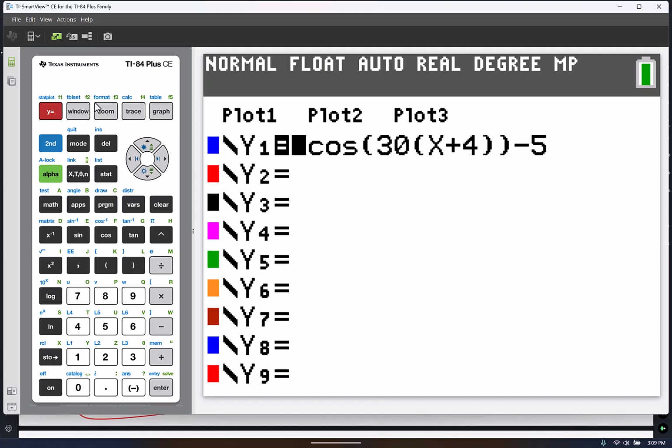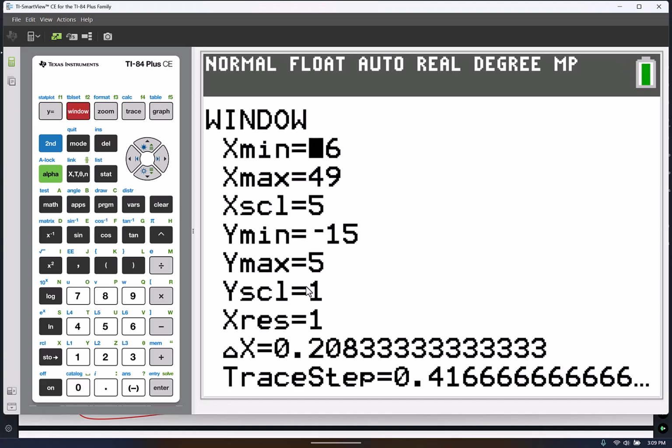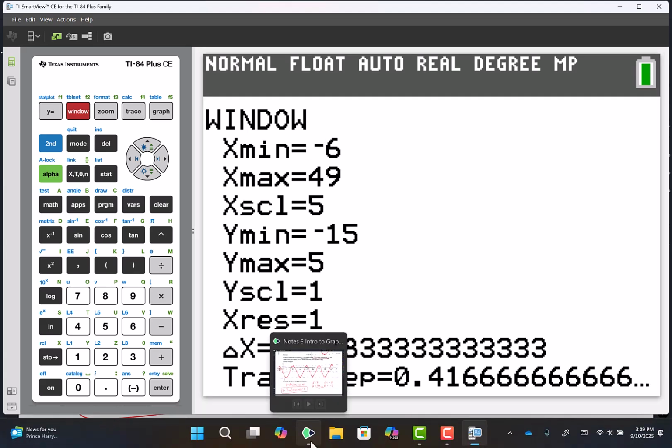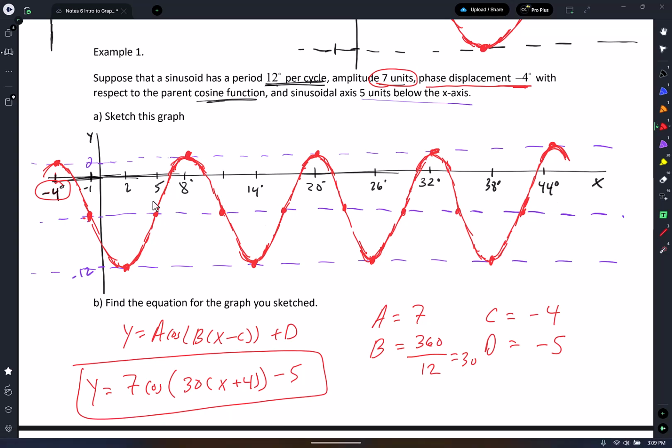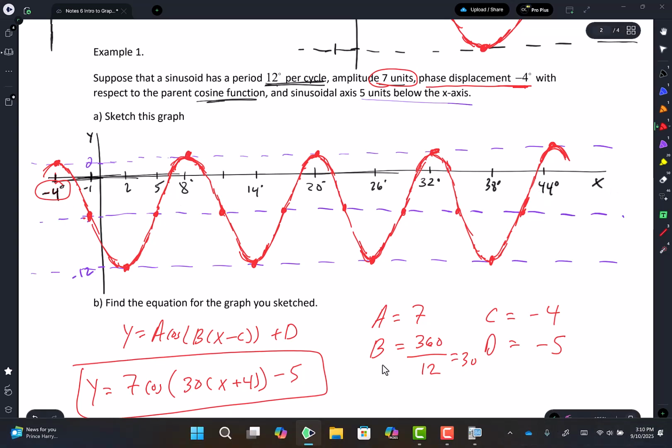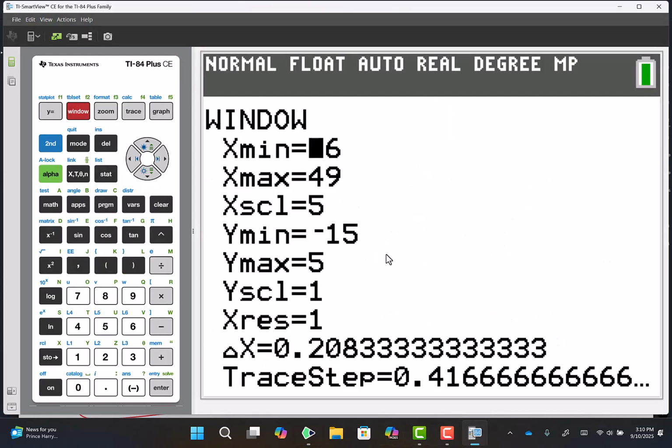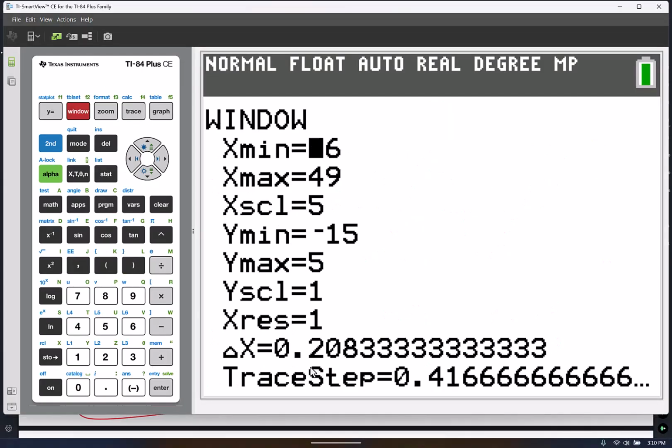Oh, that's scale. So y scale, I just left it alone at 1, because I wanted it to look like this. See, look, my x value, the smallest is x -4, so I went to the left of that. My biggest is 44, so I went a little bit to the right of that. See, make it look like that, guys. So here's my window.